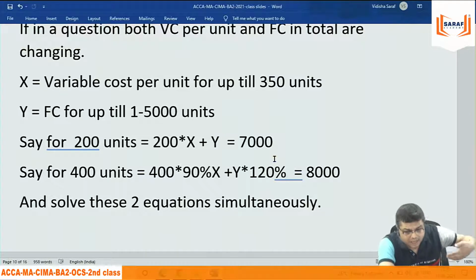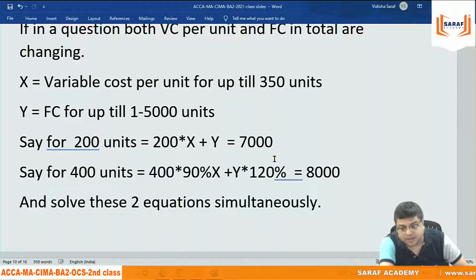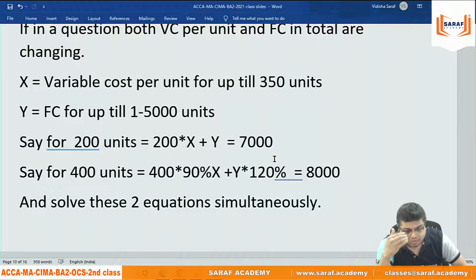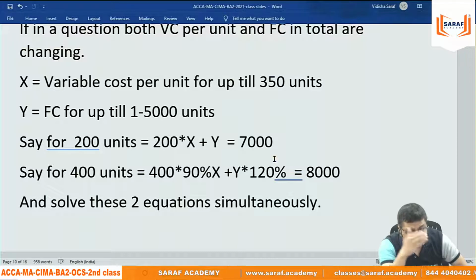Whatever we will be studying in our entire batch, most of the topics are related to behavioral classification of cost. Variable, fixed, semi-variable. Identification: which one is variable, which one is fixed, which one is semi-variable. How can I calculate semi-variable cost at different levels? That understanding is, you can say, bread and butter for understanding management accounting and costing. This is very important.